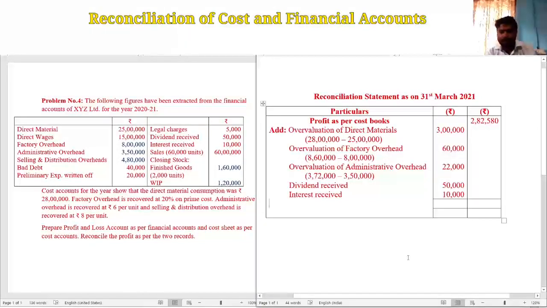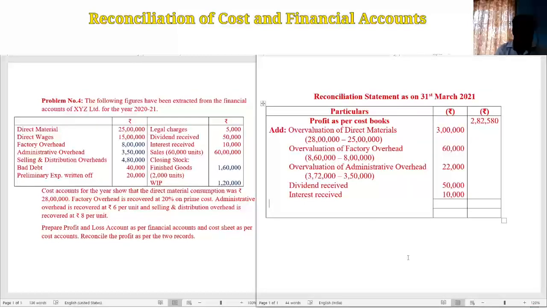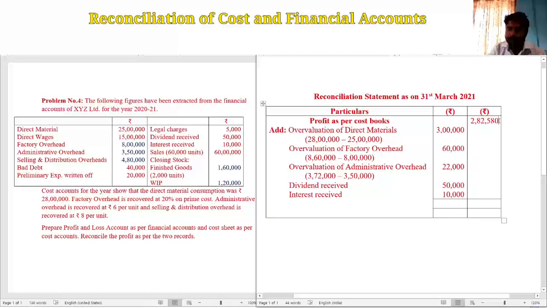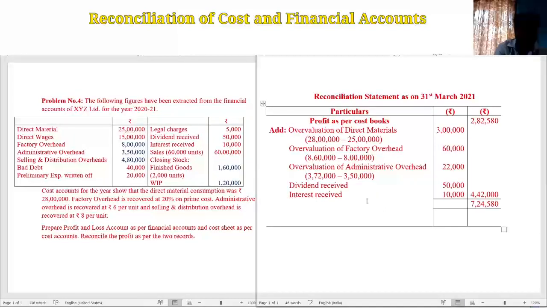Okay, so everything is over. Make the total: 3,00,000 plus 60,000 plus 22,000 plus 50,000 plus 10,000 plus 2,82,580. Total is 7,24,580. Less: direct metal is written, direct wages is written, factory overhead is overvalued, administrative overhead is overvalued, selling and distribution overhead no effect.